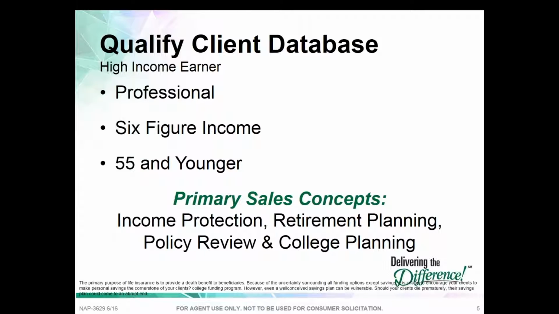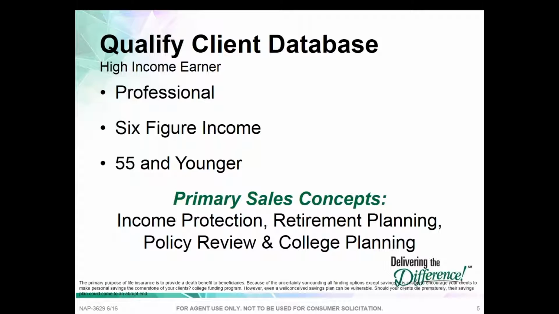Look at the next one, high income earner. Now this might consist of your professionals, such as doctors, attorneys, executives with companies. Their household income is going to be 100,000 plus. Anybody in that income bracket would fit here. Now these individuals are probably 55 and younger, and they have a need to plan for college for their children. They also want to plan for their own retirement.